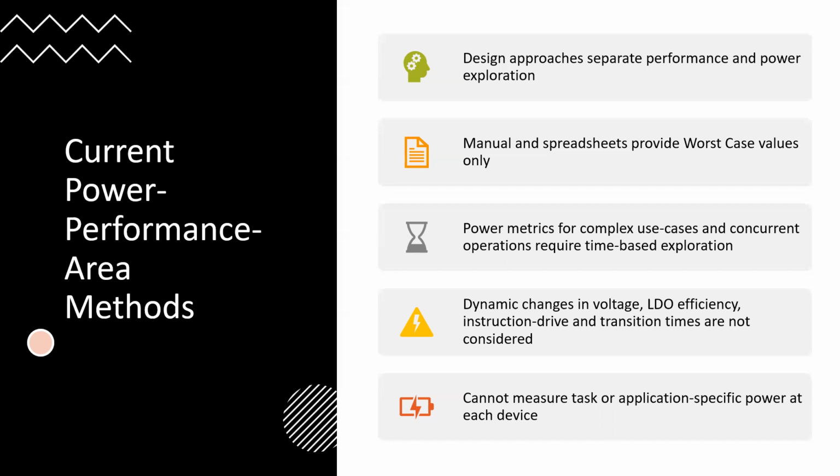Also, the current approaches cannot measure task or application level specific power, which means, let's say we have 10 tasks and we cannot identify the specific task or application which contributes more to the power consumption. If we can identify that, then we can make optimizations just focusing on that specific application, which makes the whole process a lot easier.